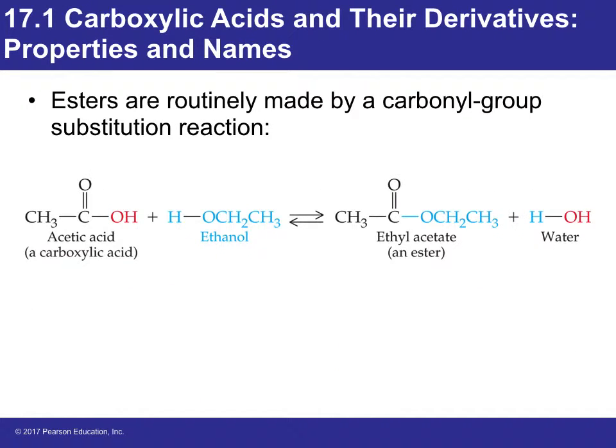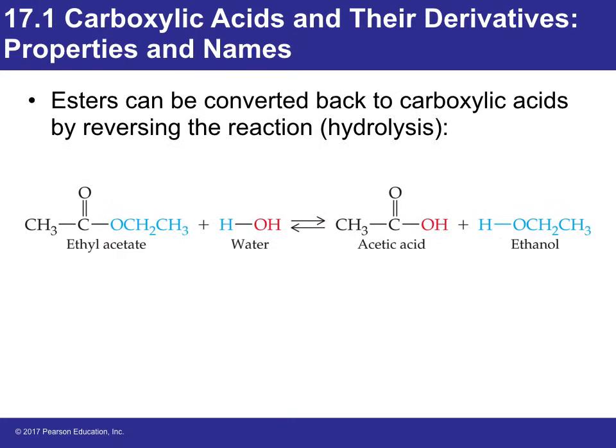Esters are routinely named by a carbonyl group substitution reaction. Look at here, you have a carboxylic acid, acetic acid, CH3COOH. Then you add an ethanol, and the product is an ester, ethyl acetate, and water, H2O. Then the ester can be converted back to carboxylic acid when you just reverse the reaction.